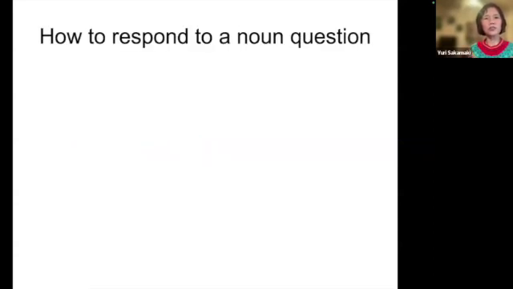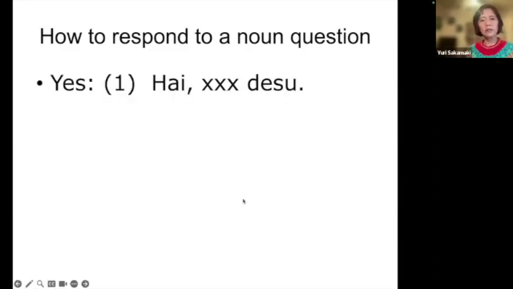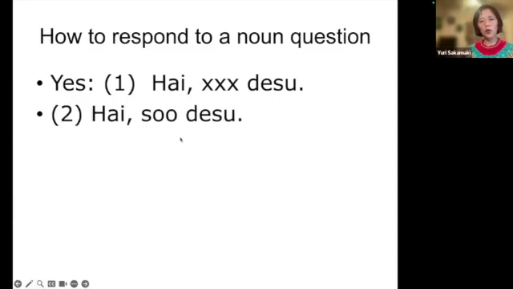And if someone asks you a noun question, how would you respond? If it's yes, then you can say, Hai, pen desu. You can just repeat, yes, it is a pen, but we don't need any articles. We don't use a, an, or that unless we need to. So you're essentially saying, yes, it's pen. I know it's a little strange, but in Japanese, that's quite normal. Or you can say, yes, that's so. Yes, it is. Yes, they are. Hai, so desu.